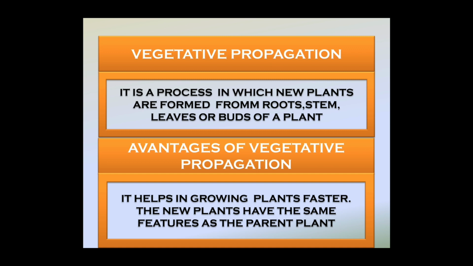What is the advantage? Why is vegetative propagation important? Because it helps in growing plants faster. The new plants have the same features, same characters as the parent plant. And also vegetative propagation is very important to help in rapid multiplication of the plants with the same character. So we can understand that vegetative propagation is very important. It takes place in flowering plants as well as in non-flowering plants. Most horticulturists or agriculturists undergo vegetative propagation to get the benefits.